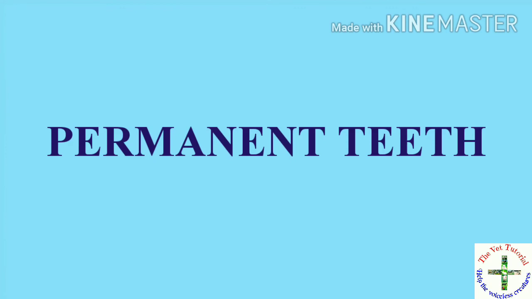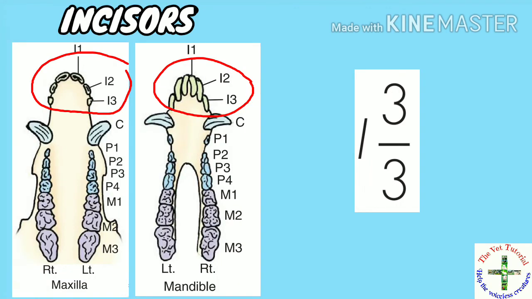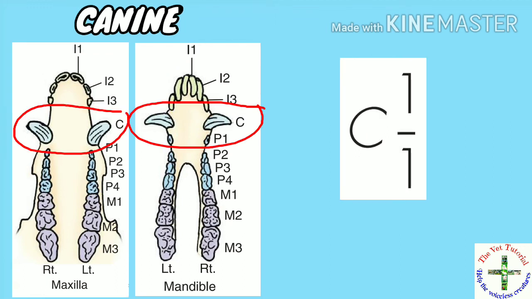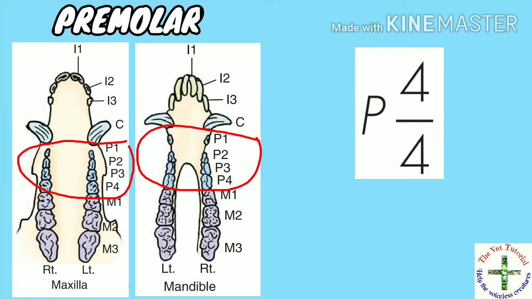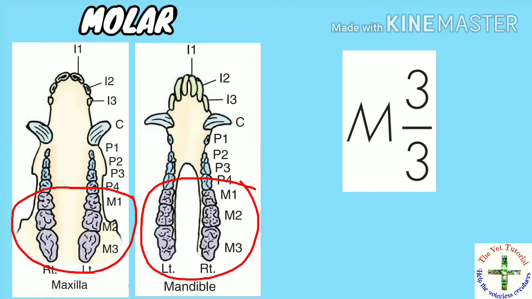Then permanent teeth. Incisor. The upper half of the jaw and the lower half of the jaw both contain 3 incisors. Then canine. The upper half of the jaw and the lower half of the jaw contain 1 canine. Then premolar. The upper half of the jaw and the lower half of the jaw both contain 4 premolars. Then molar. The pig contains 3 molars on both upper half of the jaw and the lower half of the jaw.